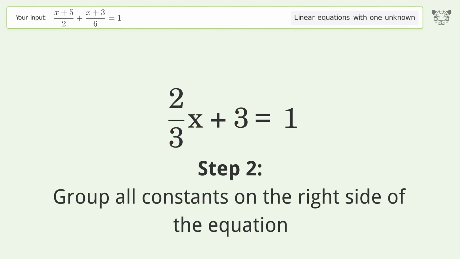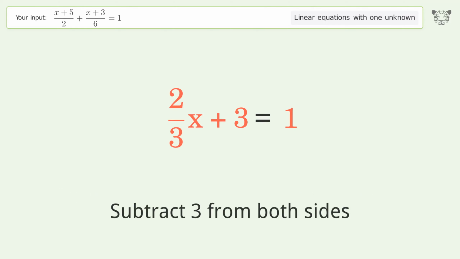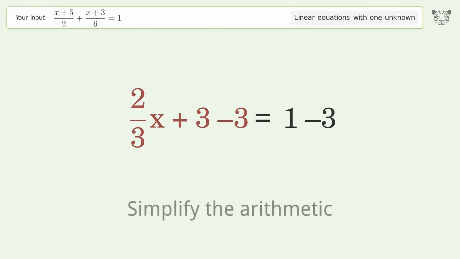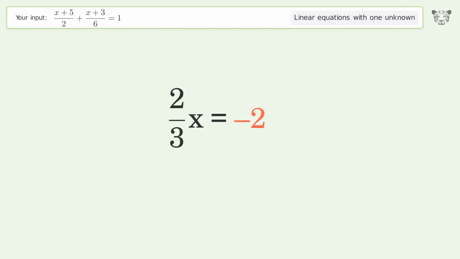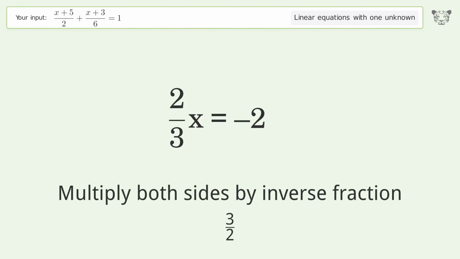Group all constants on the right side of the equation. Subtract 3 from both sides. Simplify the arithmetic. Isolate the x. Multiply both sides by inverse fraction 3/2.